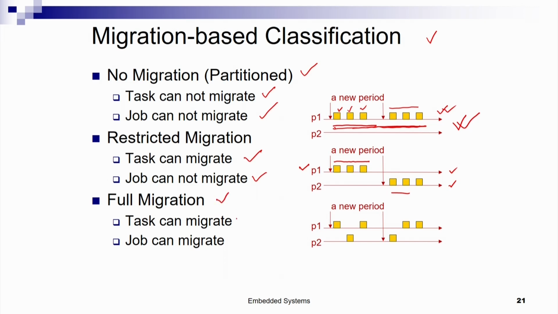And we can also have full migration, where the task can migrate, and the jobs can also migrate. So, the first subtask of the first job executes in P1, the second subtask of job 1 executes in P2, the third subtask of job 1 executes in P1 again, the first subtask of job 2 executes in P2, the second subtask of job 2 executes in P1, and the third subtask of job 2 executes again in P1. So, this is a case for full migration.